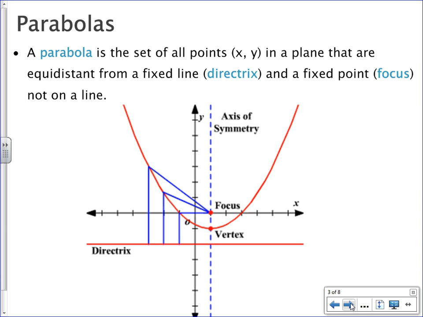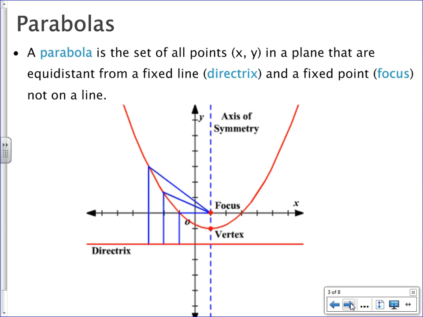So this red right here is our parabola. Inside of this dotted line here, this blue line, that is our axis of symmetry. That is what you're used to seeing. Now, along our axis of symmetry, inside of our parabola is a focus, our special point, which we will plot when we graph these.